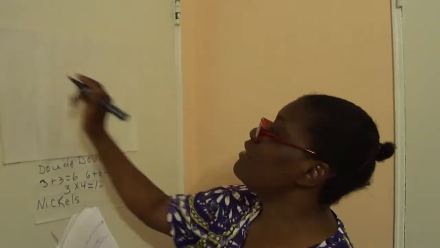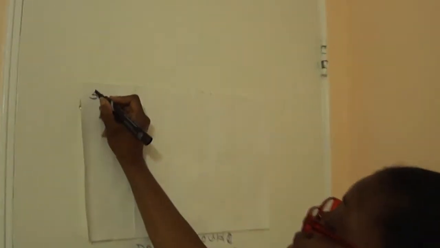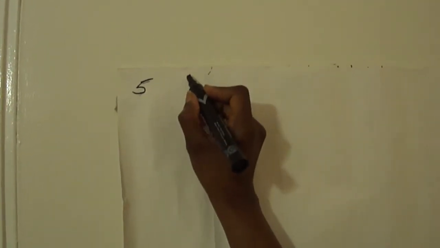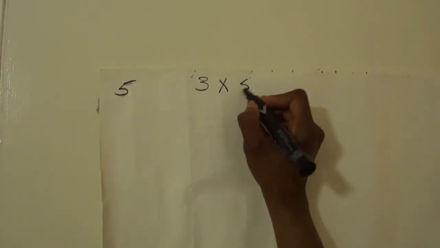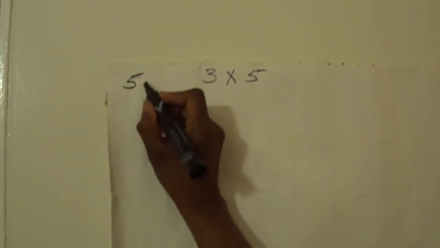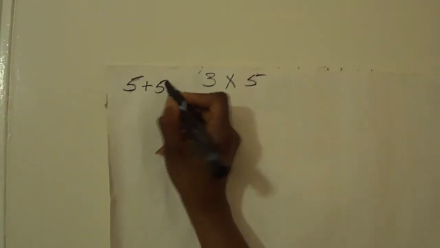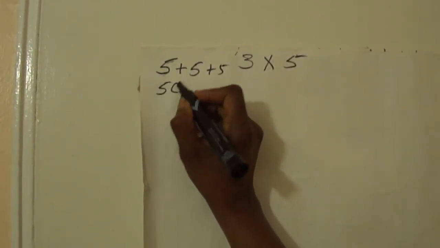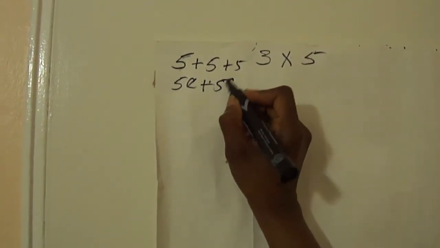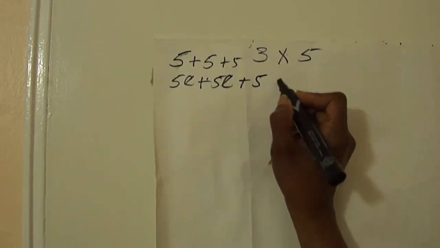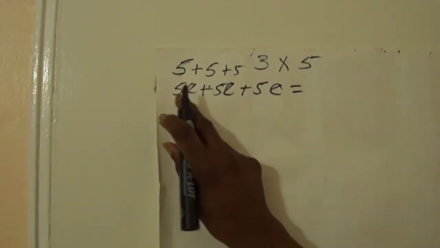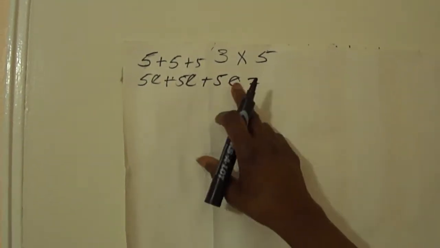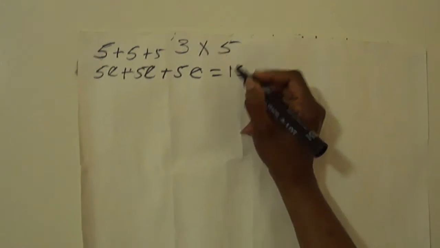Let's see if we have 3 times 5. We said 3 times 5. What is it? We put 5 plus 5 plus 5. Or we could say 5 cents plus 5 cents plus 5 cents. And that is what? 5 plus 5. 5 plus 10 plus 5. A nickel is 15 cents. 3 times 5 is 15.